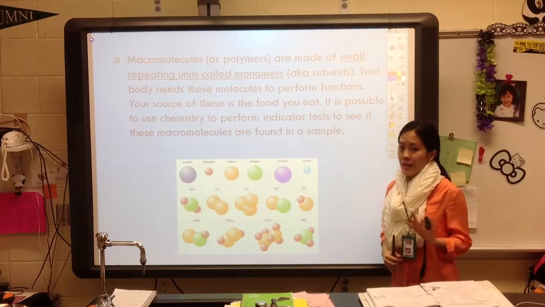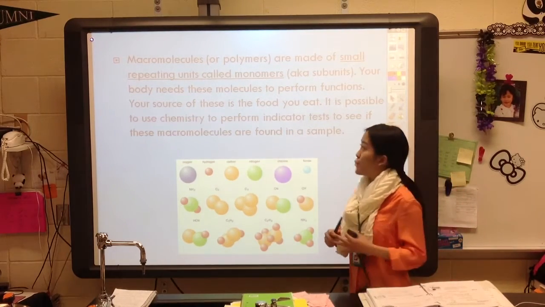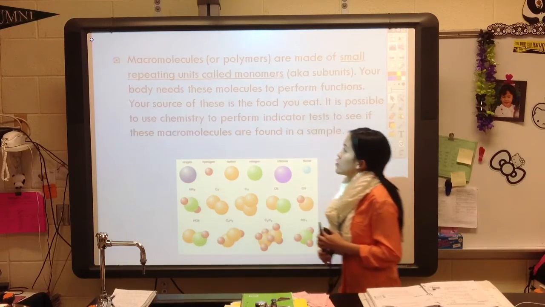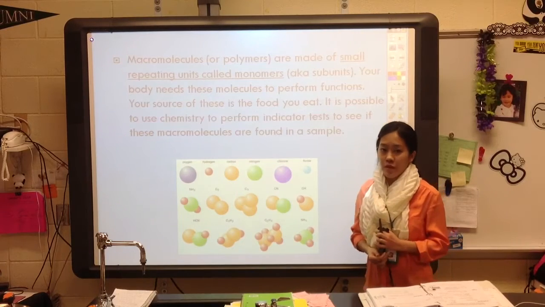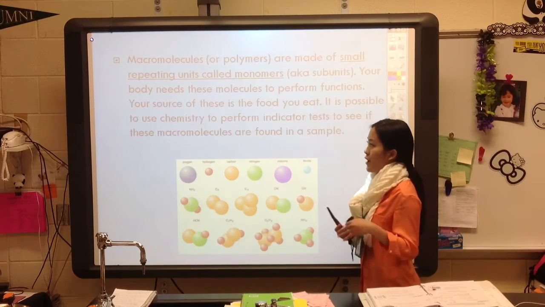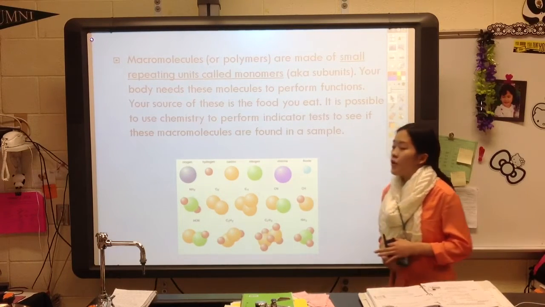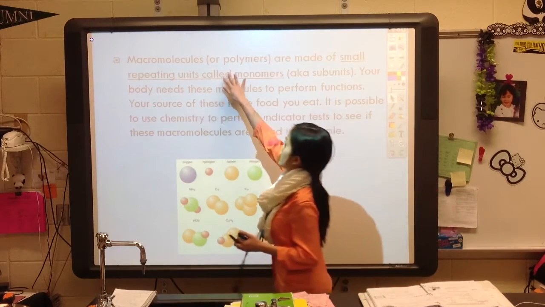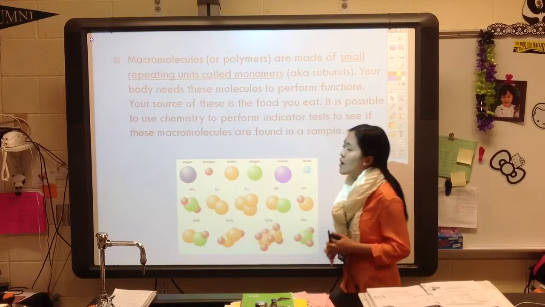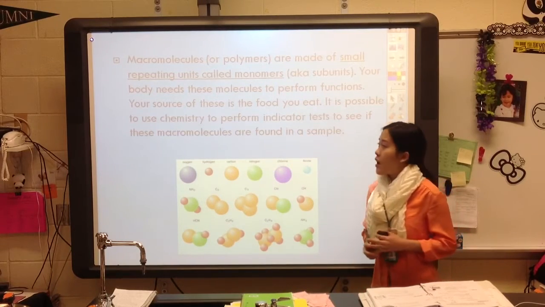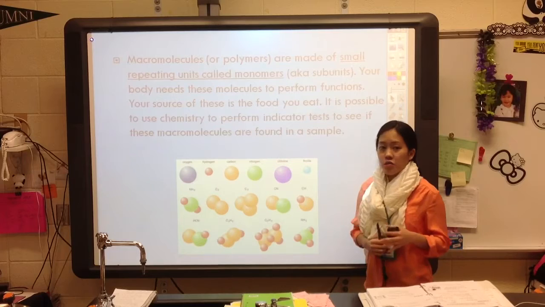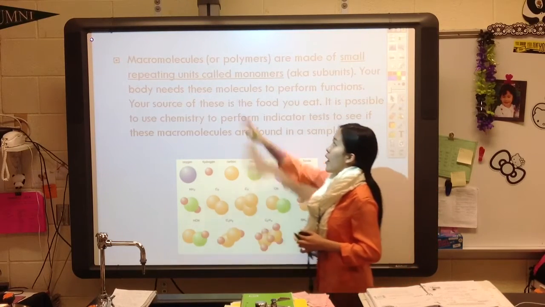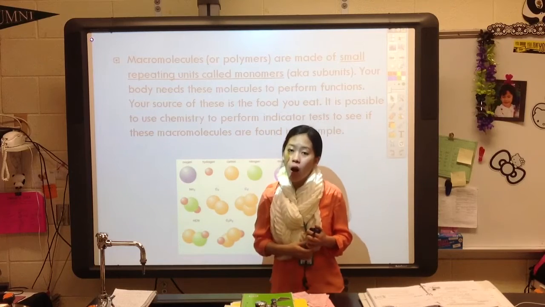Now your body is going to need monomers to build larger molecules, the polymers, and your body is going to use these molecules to perform different functions that help you survive, that help you live. Your body is going to get all of these macromolecules, these large polymers, from different food sources. There are actually four main macromolecules, or four main polymers, that are essential to all living things.